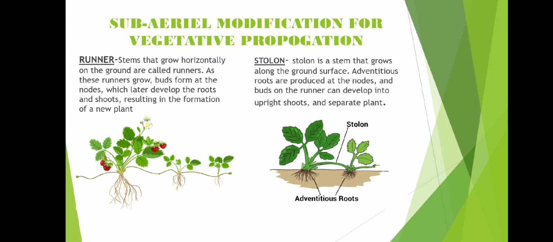Stolon. Stolon is a stem that grows along the ground surface. Adventitious roots are produced at the nodes and buds on the runner, which can develop into upright shoots and separate plants. So, ito naman ay tumutubo sa ibabaw ng lupa. So, yung makikita nyo sa given picture, yung stem niya na nakaangat, yun yung stolon.